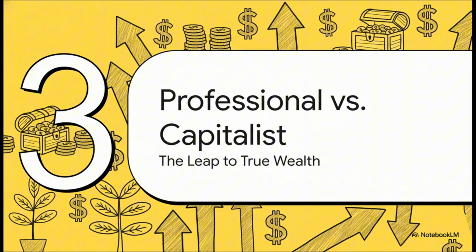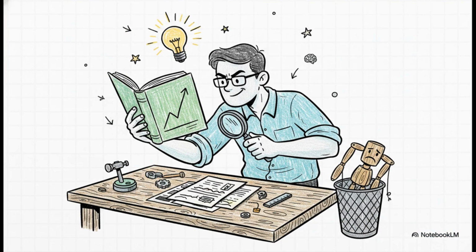So if the bottom rungs are all about giving away control and hoping for the best, the top rungs are all about taking control back. Now we're making the leap to the professional and the capitalist. This is where active wealth creation happens. This is where true financial freedom is built. Level 4 investors, they stop outsourcing their future.